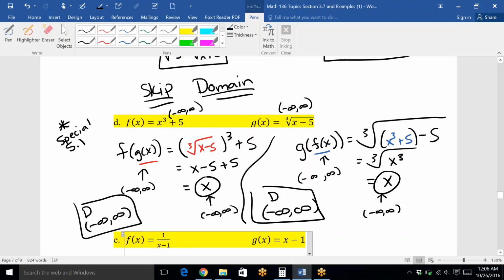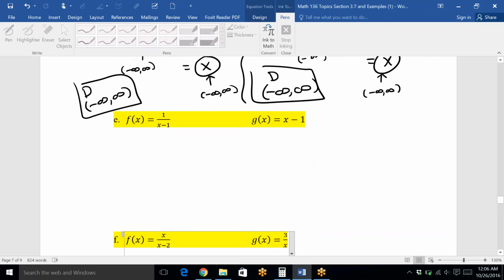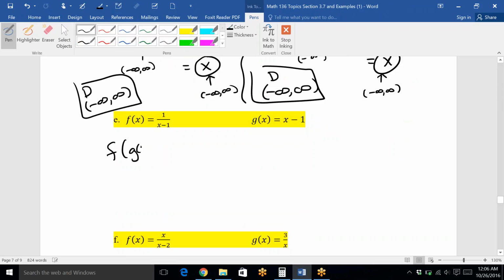Okay, let's look at E, which has a fraction involved. So let's do f of g of x. We write the f function with the x missing. Inside that we place the g function, which is x minus 1. So this becomes then 1 over x minus 2. Let's go ahead and do the domain.